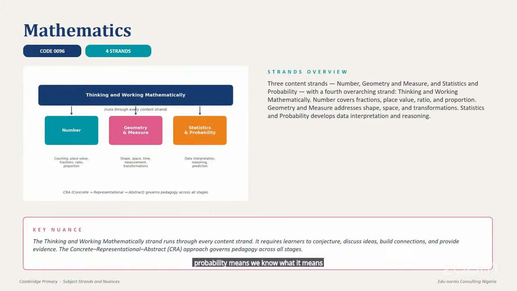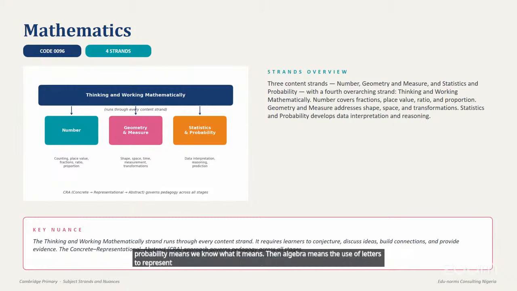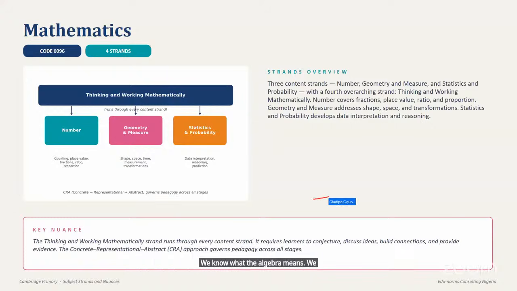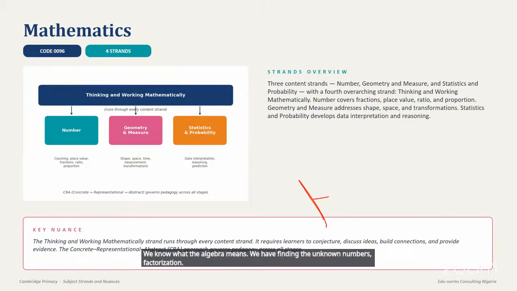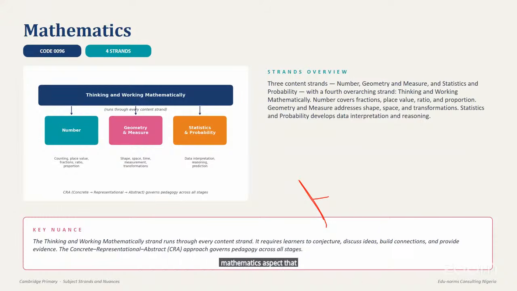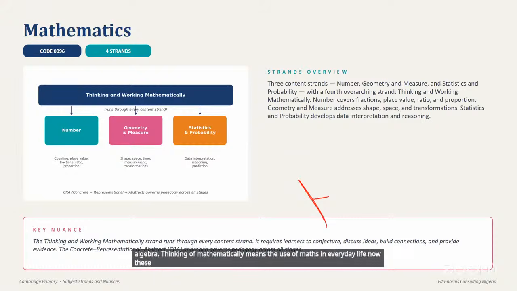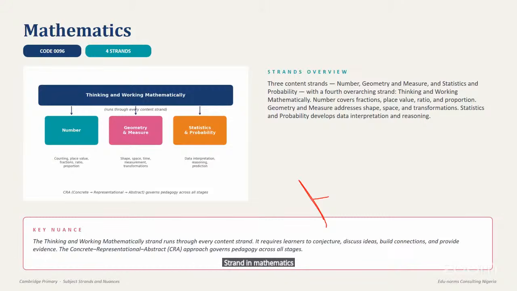Then algebra means the use of letters to represent unknown numbers we're looking for. We have finding the unknown numbers, factorization, expansion, completing the squares. All those aspects of mathematics that use letters, that is algebra. Thinking and working mathematically means the use of maths in everyday life. Now, these are the different individual strands in mathematics. Why this? We'll learn it very soon. We'll come back to it later.